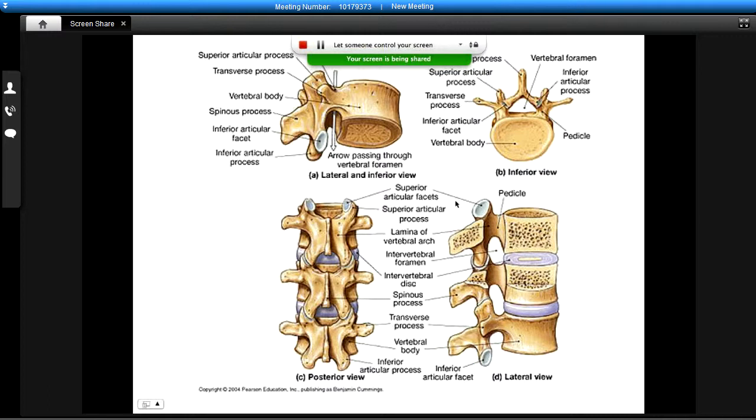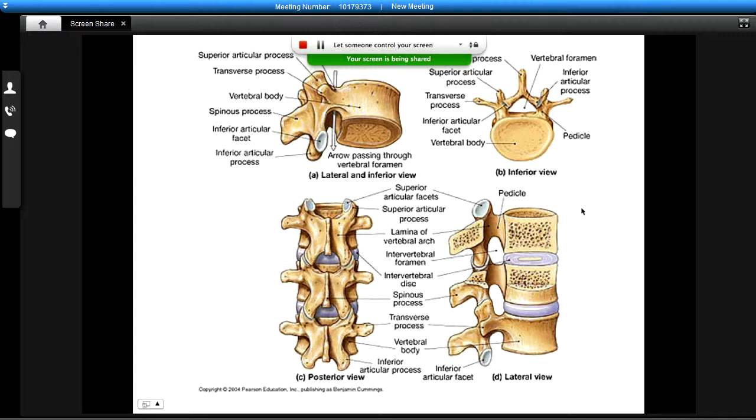These are the various vertebrae of the body. I will expect you to be able to identify some of the features of vertebrae. The vertebral body, for example, the vertebral foramen, the processes that you can see here. There are transverse processes and spinous processes that are located here.